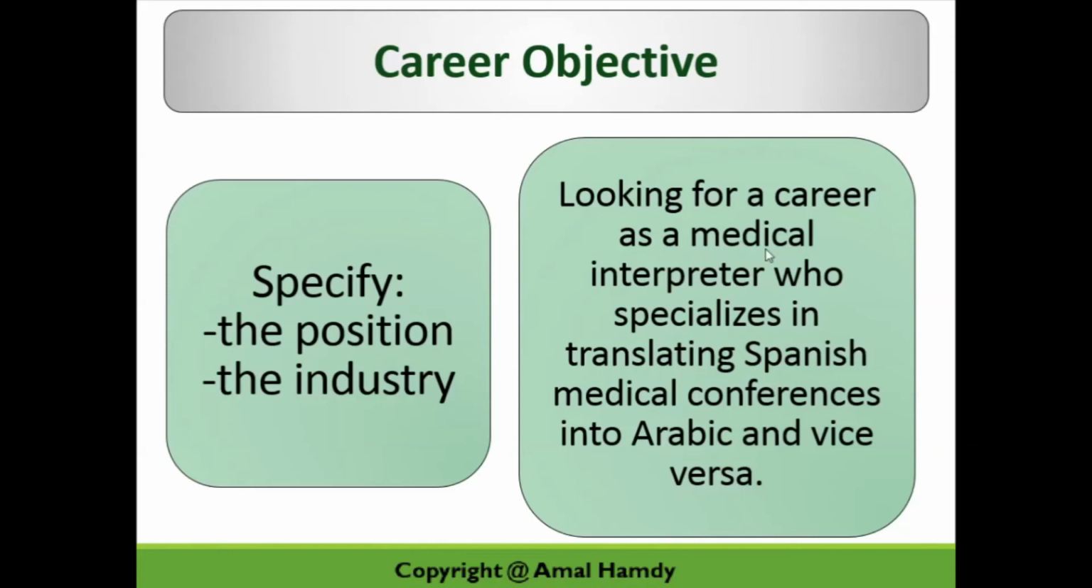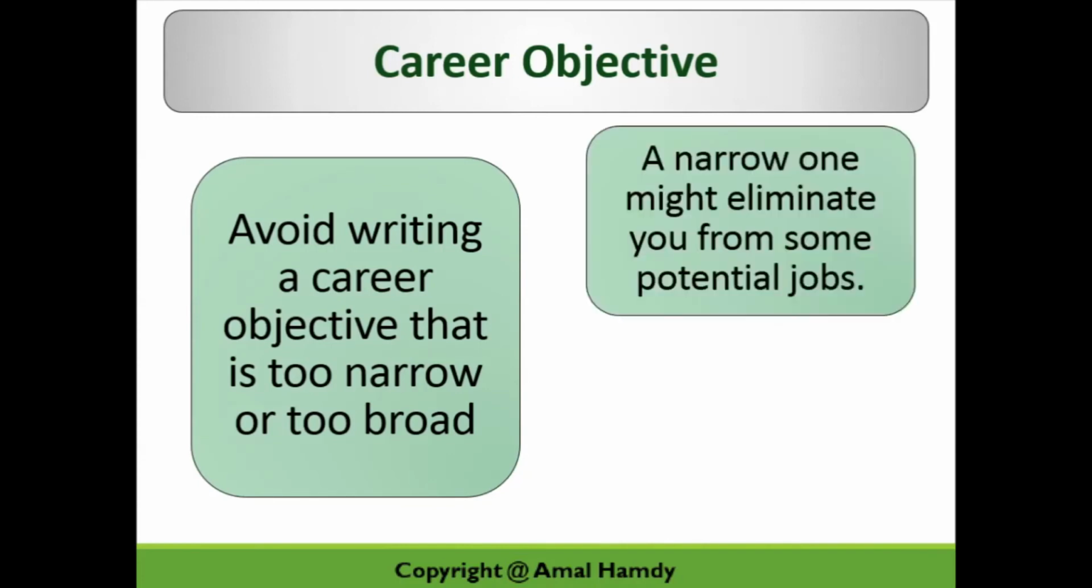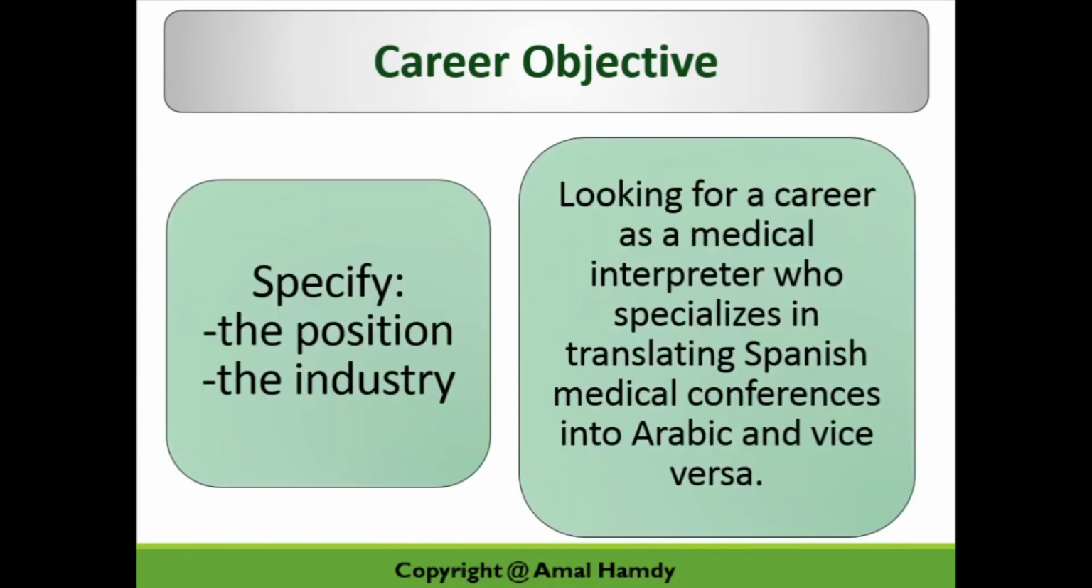يبقى هو حدد كده إن هو عايز يشتغل interpreter وحدد الindustry اللي عايز يشتغل فيها اللي هي medical industry. وحدد بعد كده حتى لو هو عايز يشتغل في medical conferences و Spanish into Arabic and vice versa. You should avoid writing a career objective that is too narrow or too broad. Why? A narrow one might eliminate you from some potential jobs. يعني ايه too narrow؟ يعني لو خدنا الexample اللي احنا لسه قايلينه.